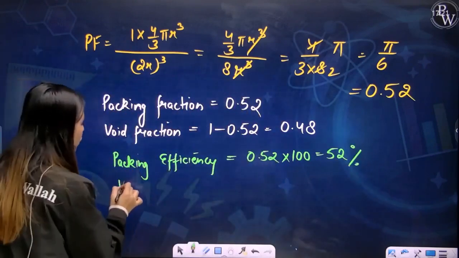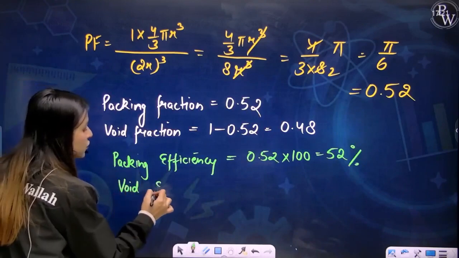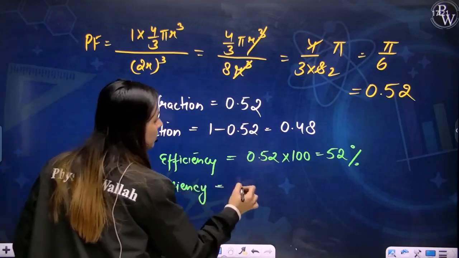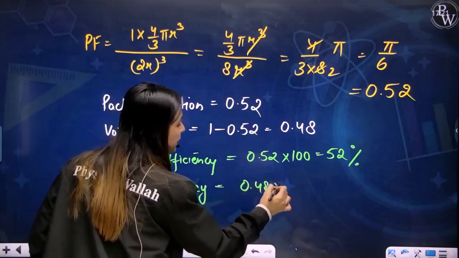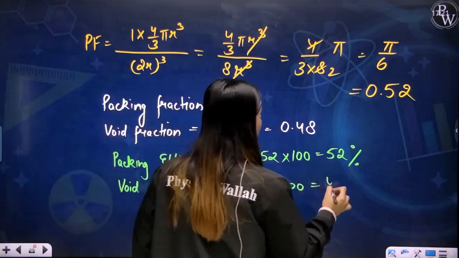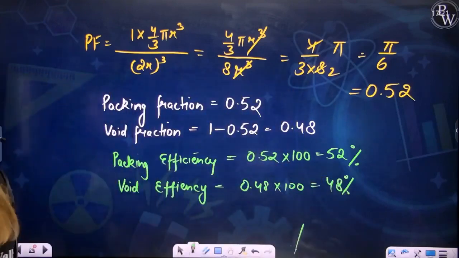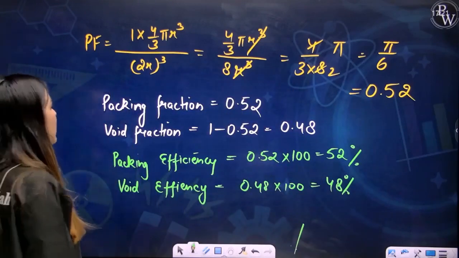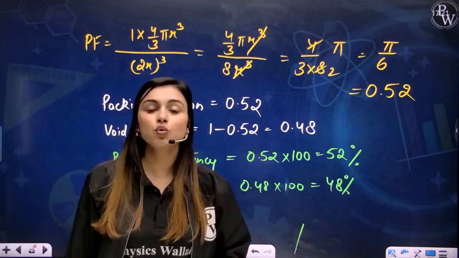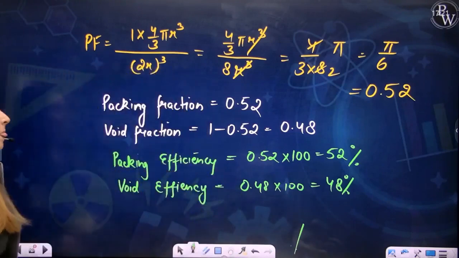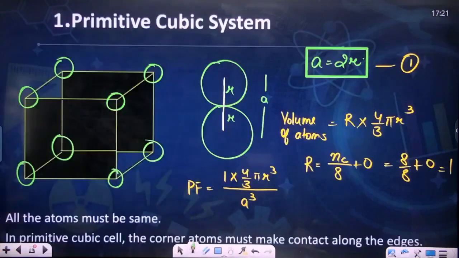And what would be your void efficiency? This would be 0.48 into 100, which is 48%, nearly. These are the near values. So you are generally asked such questions, and this is how you use a relation and calculate the packing fraction for a unit cell. I hope you're clear with this. You can pause the video, write it down, and then we'll move forward.